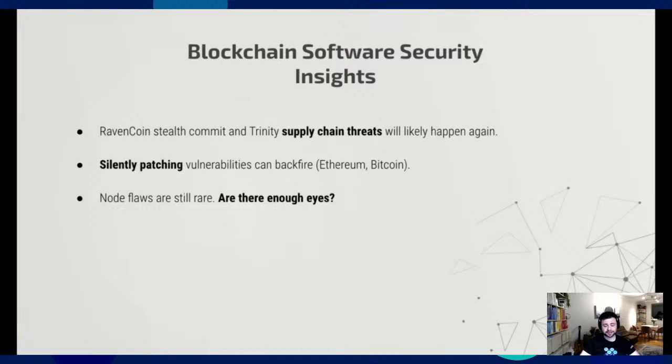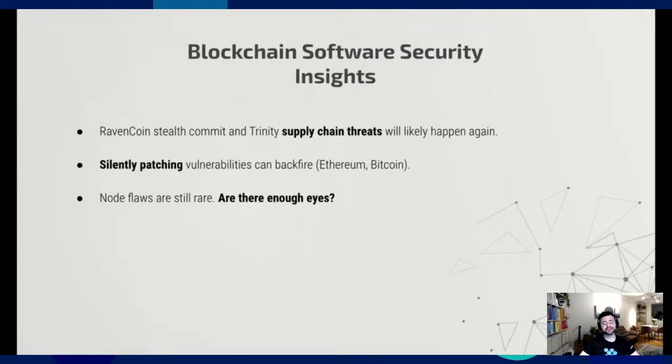Supply chain attacks, especially, we saw what was happening in more traditional security, where basically everyone got hacked as a result of, was it the SolarWinds hack. So it's going to be just as applicable to blockchain security. Silently patching vulnerabilities can backfire. There are some projects like Ethereum and Bitcoin that definitely tend to do that for critical flaws.